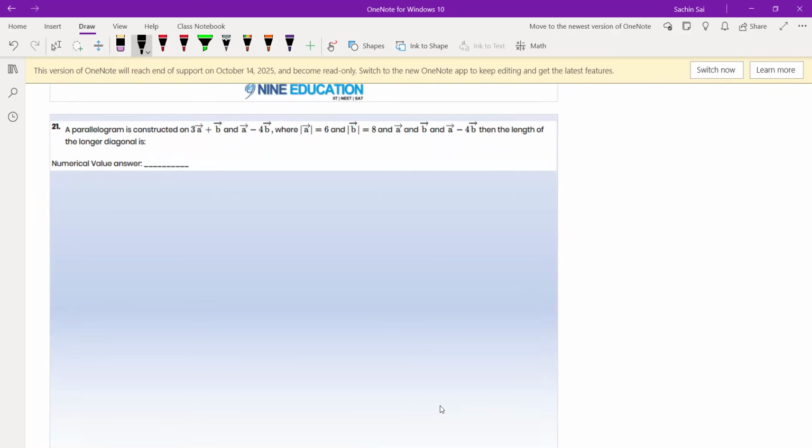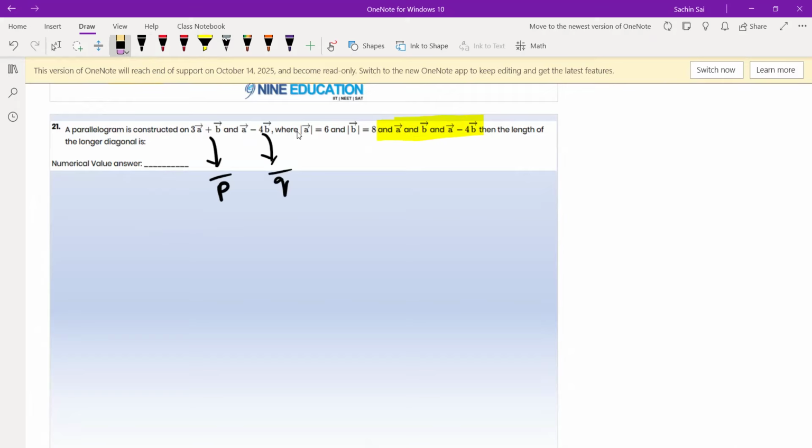So question 21: a parallelogram is constructed on 3a bar plus b bar and a bar minus 4b bar, where mod a equals 6 and mod b equals 8, and a bar and b bar and a. Okay. Something not clear about this. I think this is a misprint. So that may not be sufficient information to find the solution here, right? Because let's look at the rest of the question. Let's try to find the length of the longer diagonals. The first diagonal, let us say, is p bar. The second diagonal is q bar. Then the lengths of the diagonals will be p plus q.